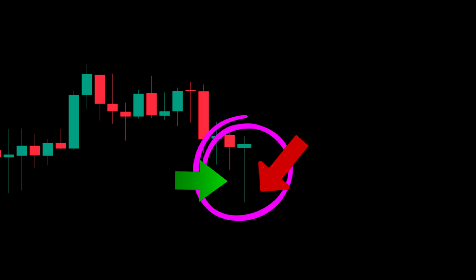When you see a pin bar forming on a chart, it means that sellers initially took control, pushing the price down to a low point, but then buyers stepped in, rejected that move, and pushed the price back up before the candle closed. This shows that while both sides were active, buyers ultimately came out stronger.